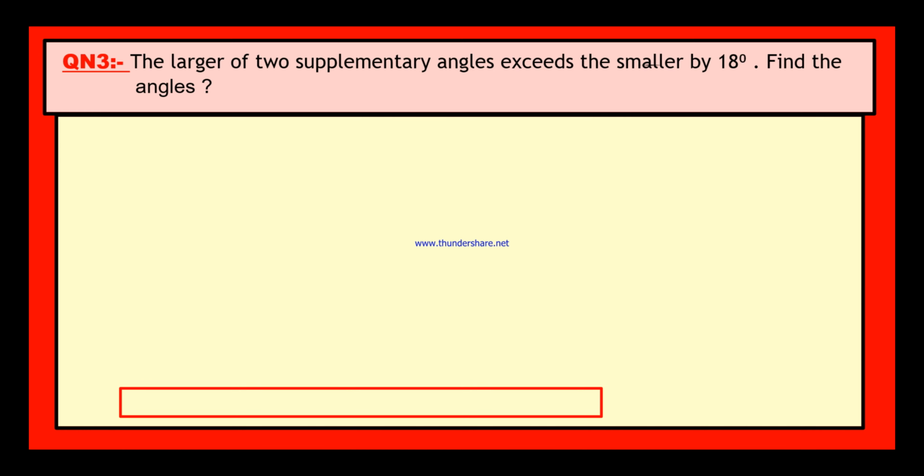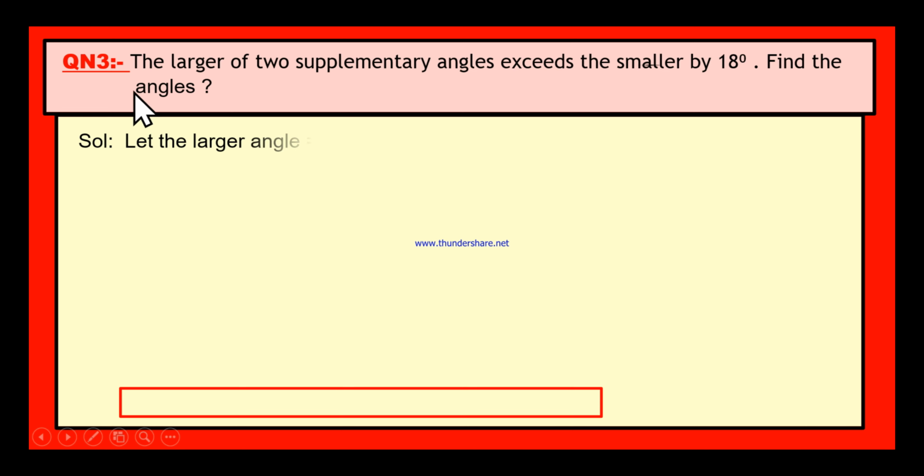Similarly, 120 degrees and 60 degrees. If you add them, you will get 180 degrees. Again, they are said to be supplementary angles. Is it clear? Good. Now, there are two angles. One is larger and the second is a smaller angle. And if we add both, the sum should be 180 degrees. And the larger angle exceeds, means more than the smaller angle by 18 degrees. These two conditions are given and we have to find the angles.